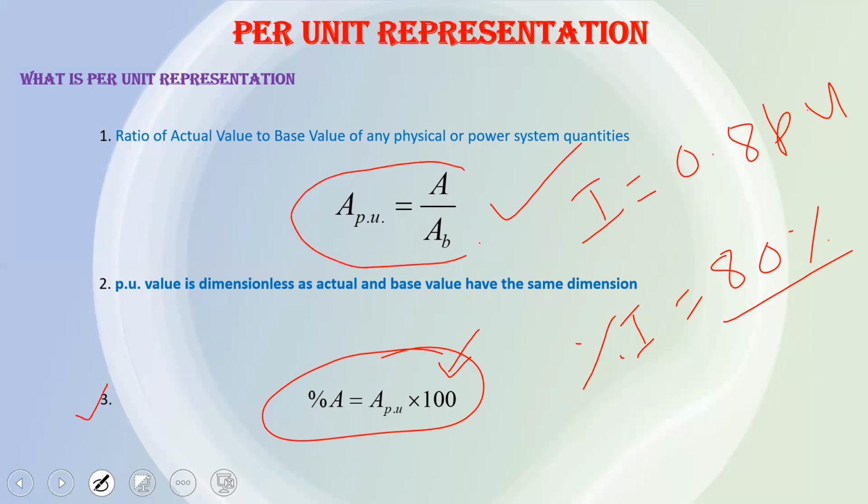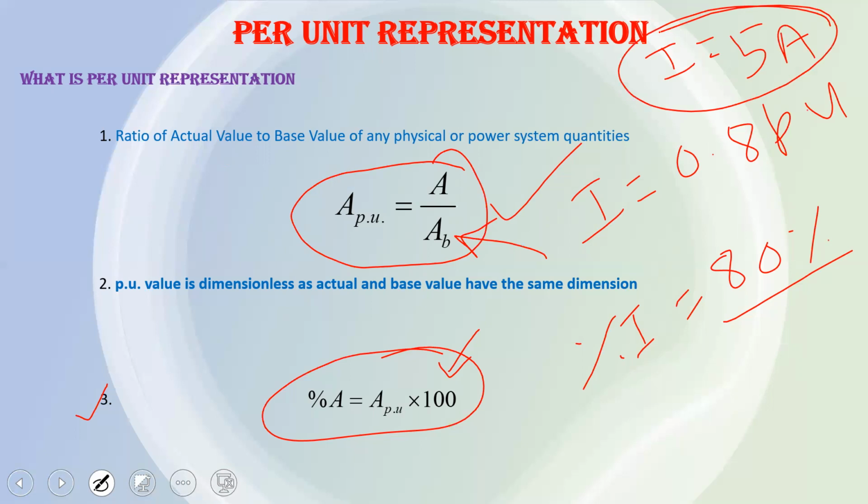Now, the important thing is, what is the base value? How will you select the base value? Suppose current is given as I equal to 5 ampere, and the question is to convert this current into per unit. The next thing is, what will be the base value? Because you will get current in per unit only if you have an idea of the base value. So the base value is very important, and in the next slide I will discuss how you will select the base value.